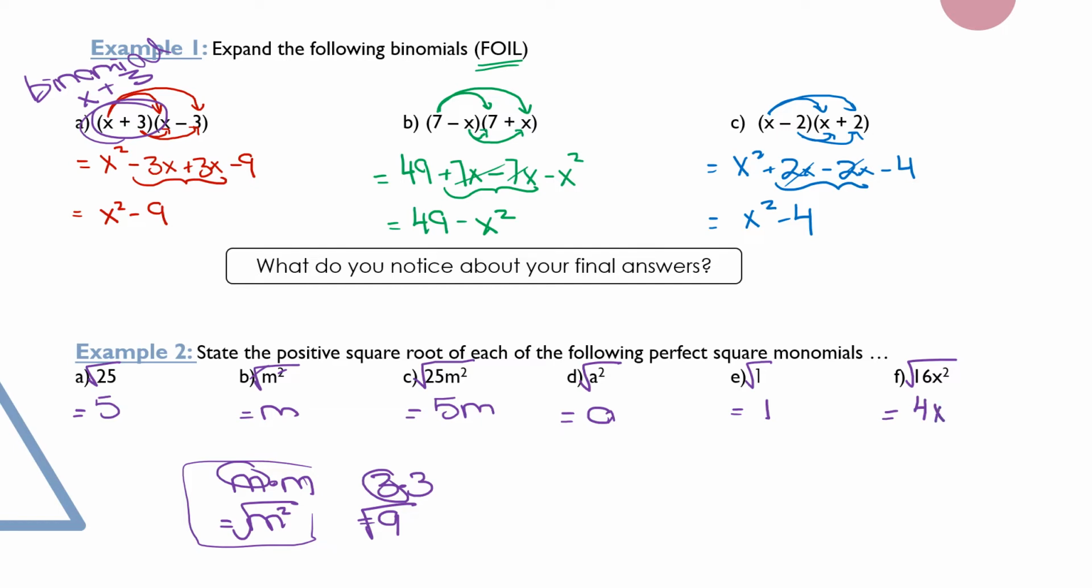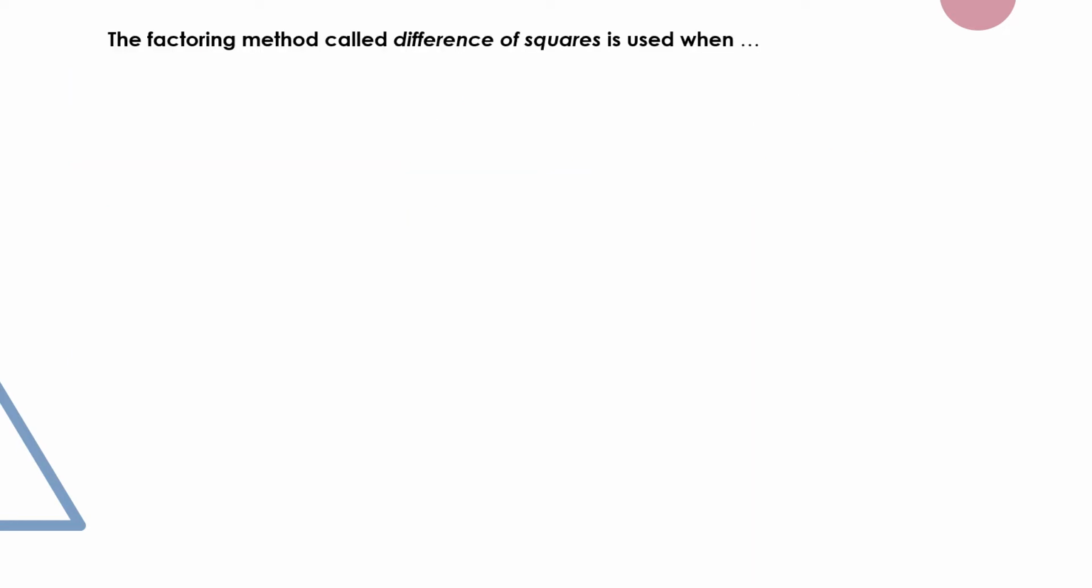So that is just practice with how to take the square root of a perfect square. So all of these terms here were perfect square monomials. They were one term, and each term was a perfect square. And that's leading us to this factoring method called the difference of squares.